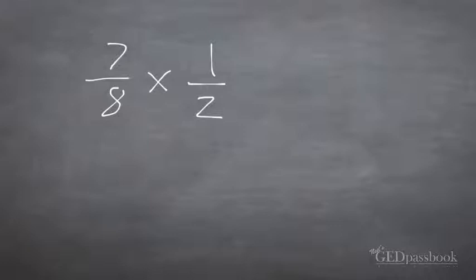So here's the thing. The reason why students love multiplying fractions is because it's pretty simple. It does not have a rule of it has to have the common denominator. It doesn't. Multiplying fractions is easy. You just have to multiply straight across. What is 7 times 1? What's 8 times 2?